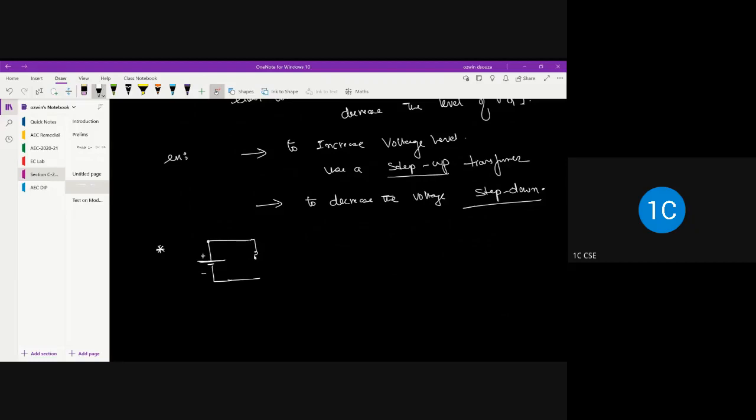Let's say one of the windings of the transformer is connected to 100 volt DC, and since the coil is made up of copper, the resistance will be very, very small. Let's say it has some 2 ohm resistance. Now, what will be the current drawn? Can anyone tell me?